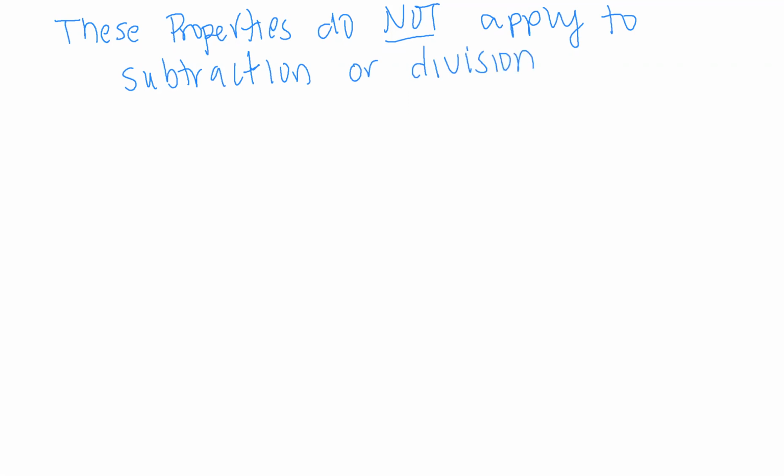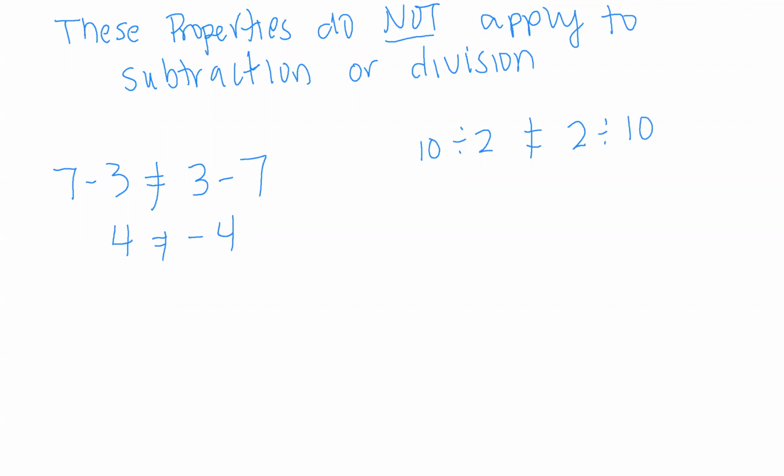All right, very easily you can see this with the commutative property. If I have 7 minus 3, that in no way equals 3 minus 7. 7 minus 3 is 4, but 3 minus 7 is negative 4, and 4 and negative 4 are not the same, okay? Same thing with division. If I had 10 divided by 2, that is not equal to 2 divided by 10. 10 divided by 2 is 5. 2 divided by 10 is 1/5, okay? They're not the same.